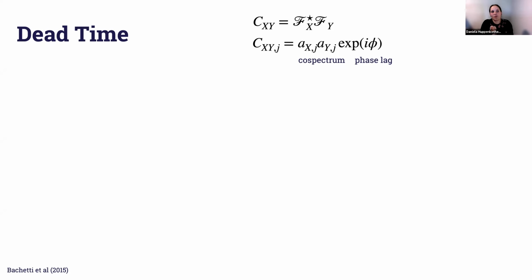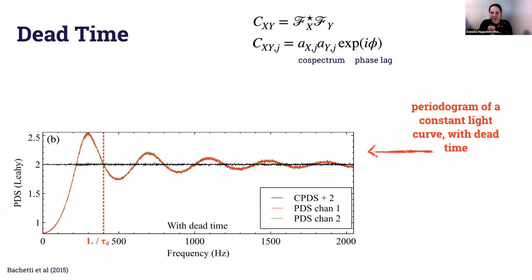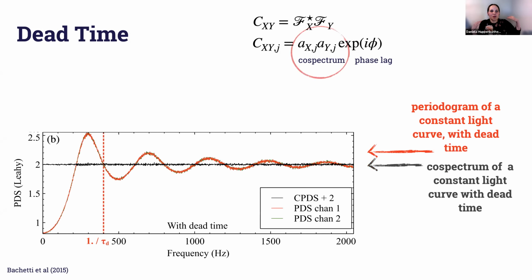And if you take that real part, that effectively divides out this entire weird dead time process. Here's an example in red. This is the periodogram of a constant light curve with dead time. This is just another representation of what I showed you a minute ago. If you take the real part of this cross spectrum, what we call the co-spectrum, you get the thing in black. And as you can see, that is exactly where we expected again.